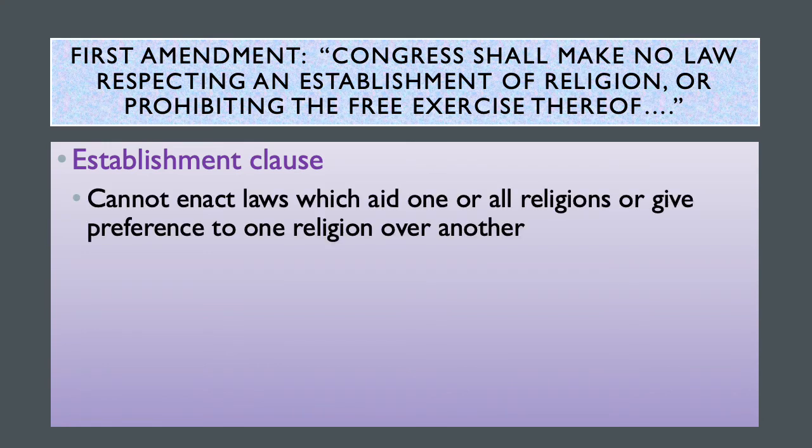One is called the Establishment Clause. And the Establishment Clause is basically saying that you cannot enact laws which aid one or all religions or give preference to one religion over another. Seems pretty straightforward, but we're going to see that with the cases that we're going to be reading and a little exercise we're going to be doing next, what constitutes an establishment of religion isn't always clear.